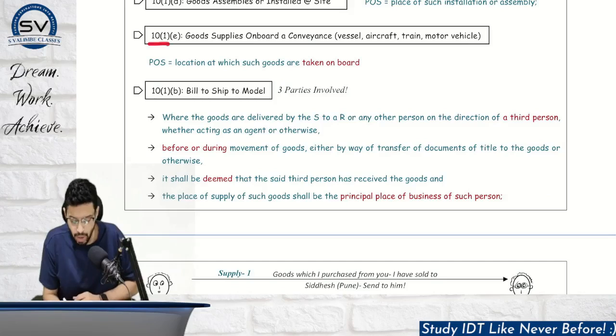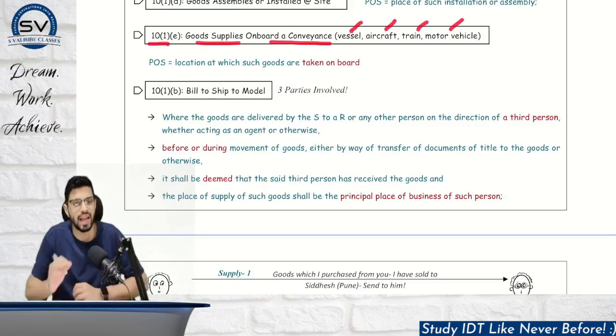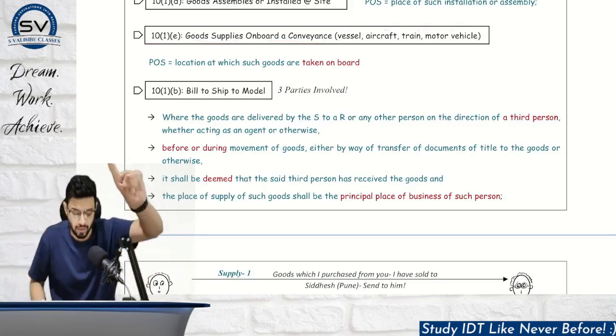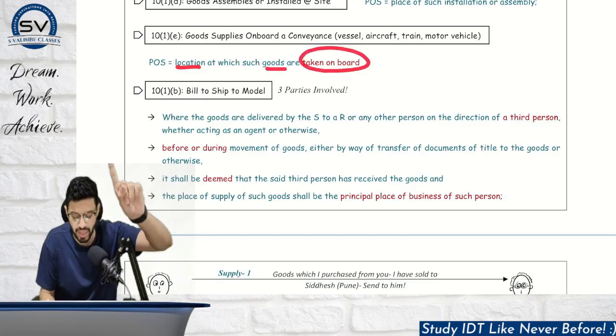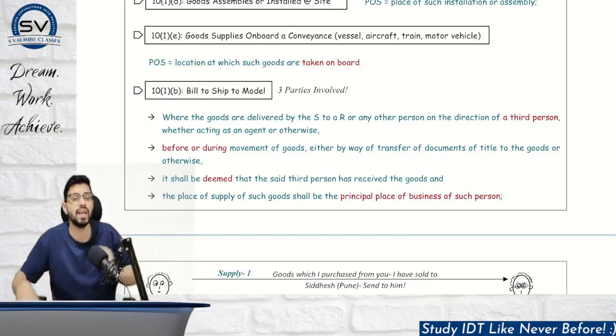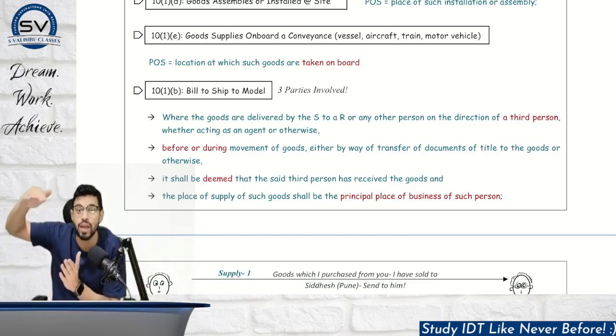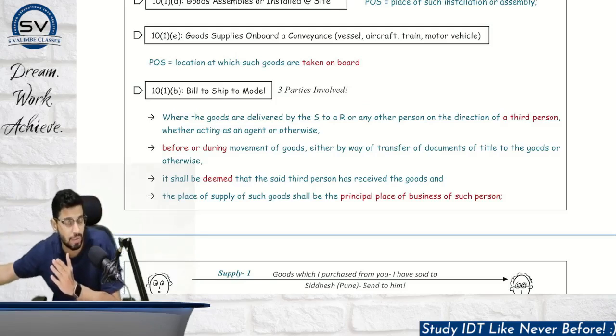Next, 10(1)(e), goods supplied on board a conveyance, let's say a vessel, aircraft, train, motor vehicle, any kind of conveyance. If goods are supplied on that conveyance, then the place of supply shall be the location at which goods are taken on board, because practically we cannot analyze before each and every supply where that conveyance is. Let's say there is an Indigo flight flying from Delhi to Mumbai.